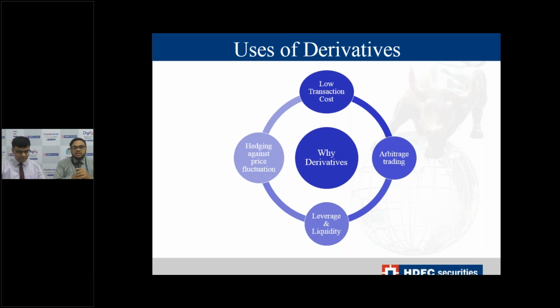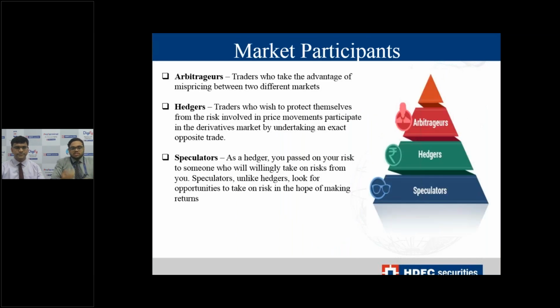The second is that we can use it for arbitrage trading and hedging, and also for liquidity and leverage. We will discuss in detail what arbitrage is and how it can be used for liquidity and leverage. So these are the major uses of derivatives. Next, once we understand its uses, let us move on to the market participants, which plays a very crucial role.